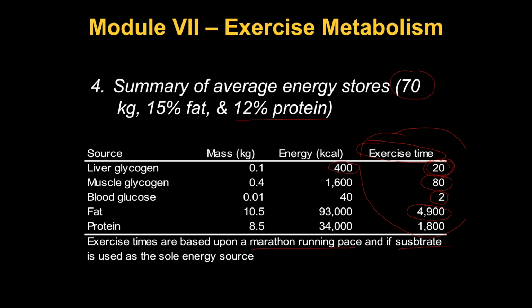So you can have this 93,000 calories worth of adipose tissue stored, but you're still not going to get your 4,900 minutes worth of exercise time simply because you need glycolysis running at all times. You need muscle glycogen there in order to fuel that particular activity. As far as protein goes, about 1,800 minutes of exercise time that we would possibly get out of that. Again, this is a model. This is not real world application. It's just kind of interesting to take a look at the potential energy that each of these substrates have in the human body.